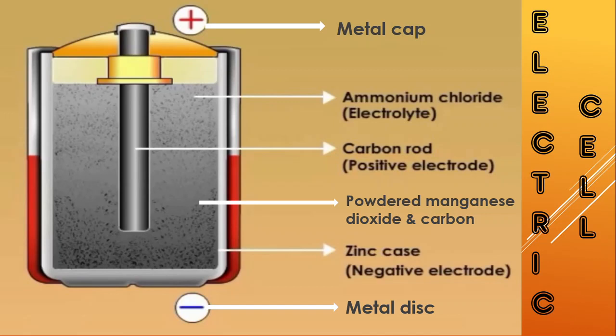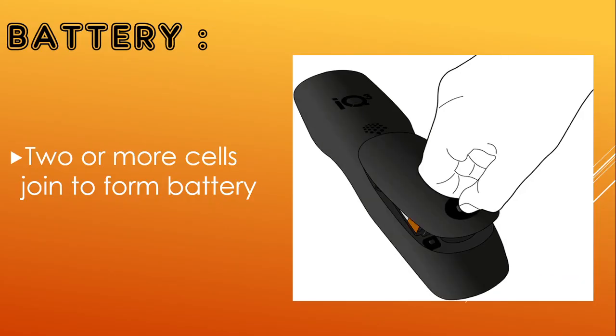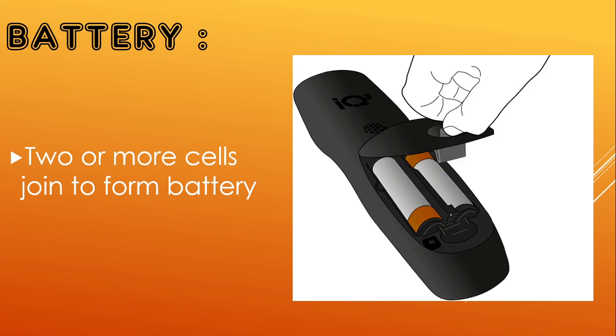Every source of electric current has two terminals or ends where conducting wires are connected to draw electric current. The tip of the metal cap and base of the zinc can are called the positive and negative terminals of the dry cell respectively. The combination of two or more cells is called a battery.